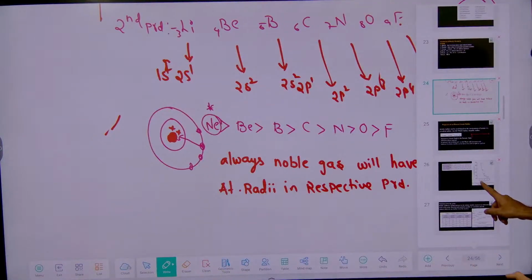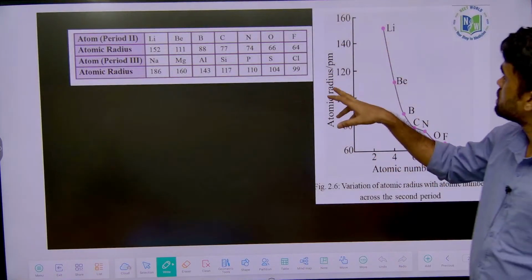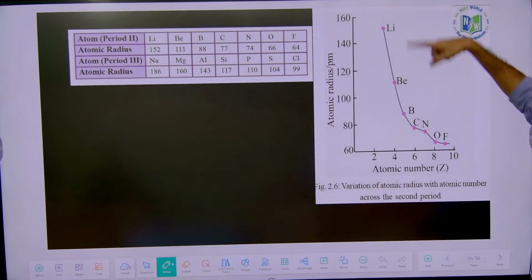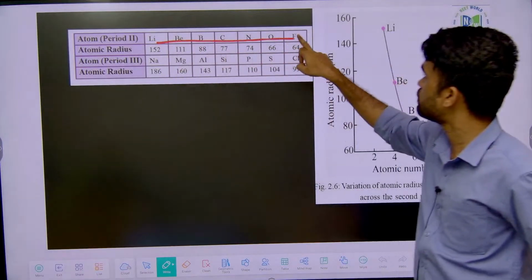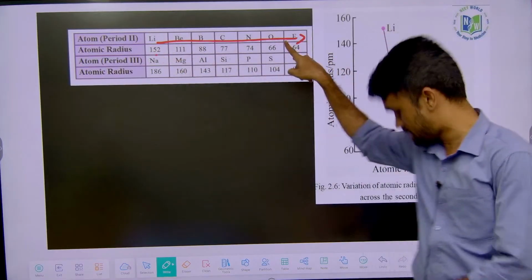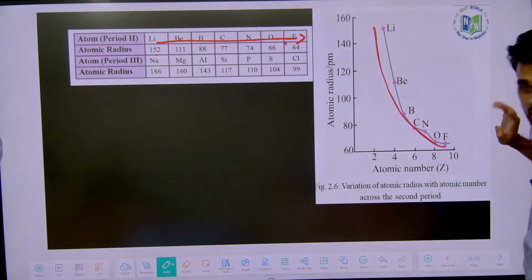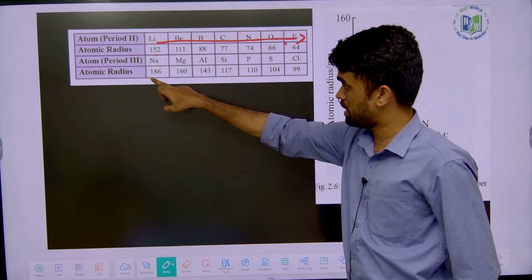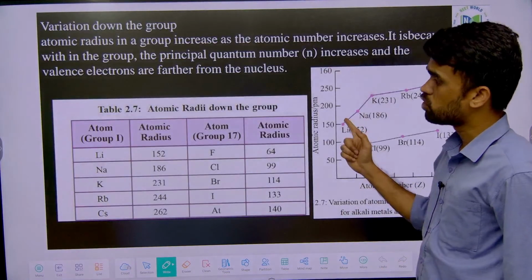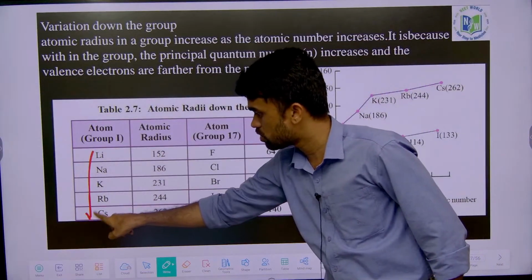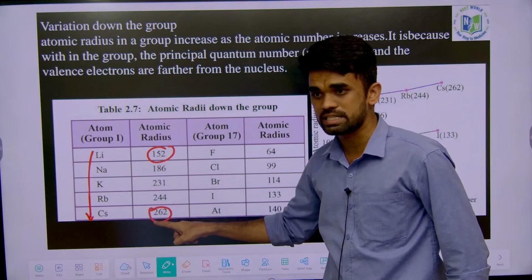Next, let's see some questions. You can see the experimental data also here. This is lithium, beryllium, boron, all these are second period elements. See what is happening from lithium to fluorine: 150 becoming 64. Did size increase or decrease? Decreased. This is a fall, you can see. Similarly for third period elements also it is decreasing. Next, in a group, if you go down the group from lithium to sodium, 152 changes to 262. So size is increasing down the group.